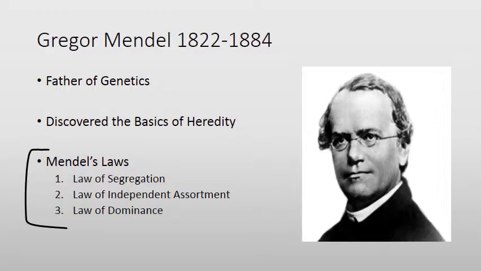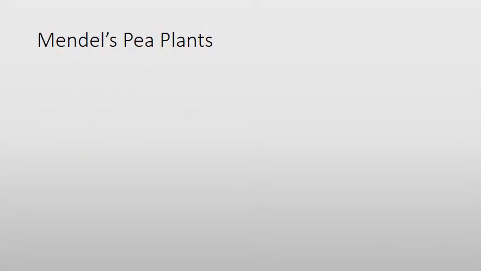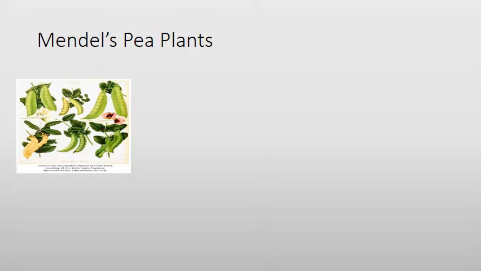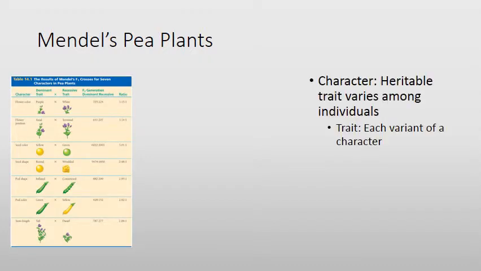This pretty much applies to all organisms. So Mendel worked with pea plants, and the reason he used pea plants is because they're a model organism. They produce a lot of offspring, and they have a very short generation time. They also have different characters and different traits for each of those characters. So a character is such as, for the pea plant, like flower color. And then different traits of that character are such as a purple flower or a white flower.